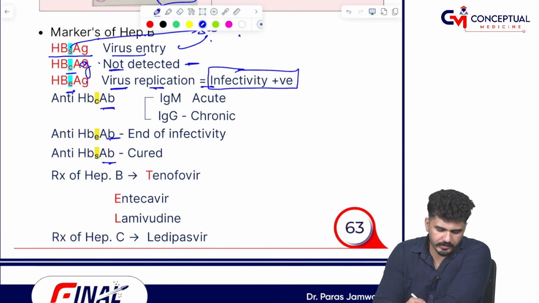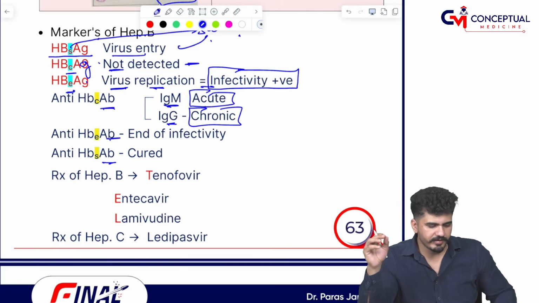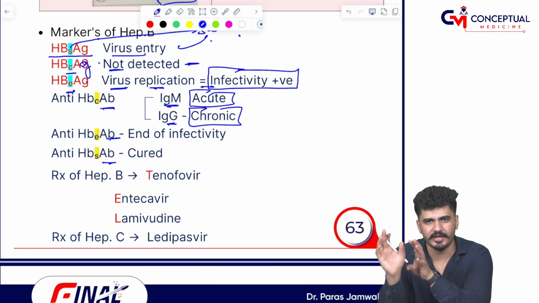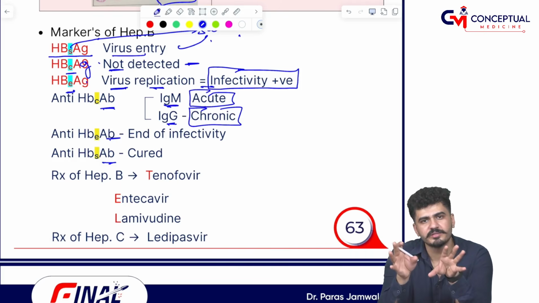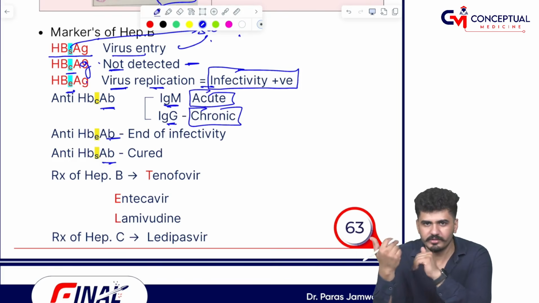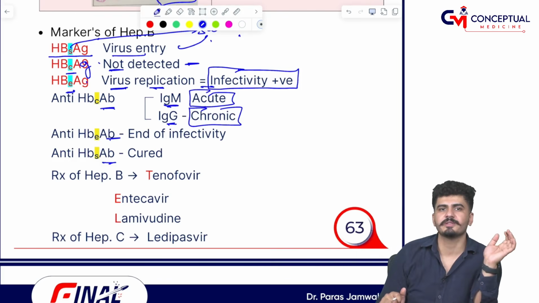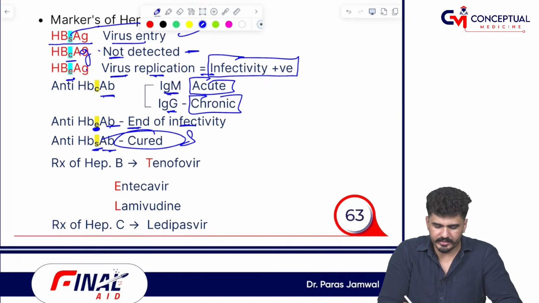Now antibodies, if we talk about IgM and IgG. IgM is a marker of acute, IgG is a marker of chronic. Any question which comes to identify what type it is, always remember IgM and IgG. Two options will have the word acute written, two options will have the word chronic written. If IgM is there, you will rule out the two chronic ones, and choose the answer between the other two. That will make it very easy to mark the answer. Now, anti-HBe means end of infectivity. Anti-HBs means now the cleaning is done, it is cured.